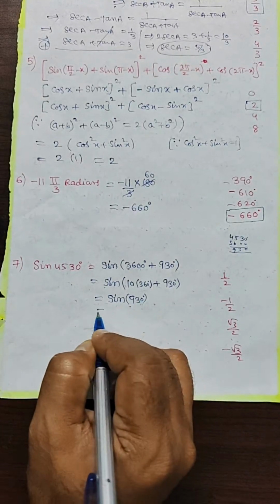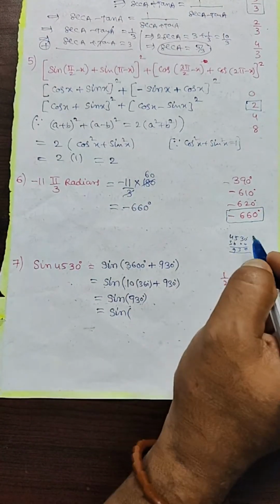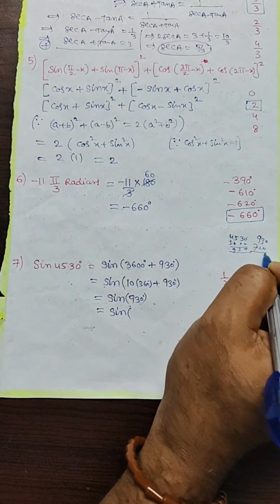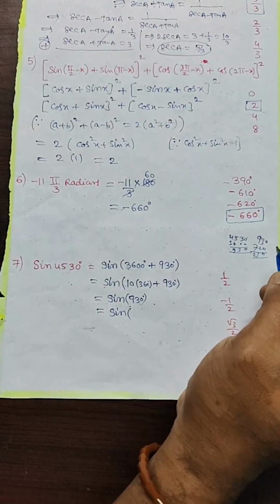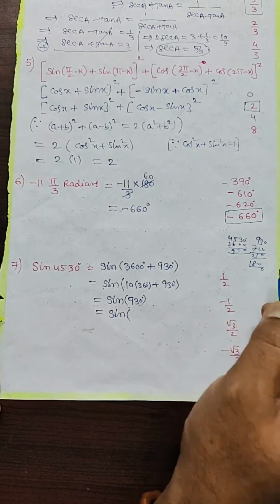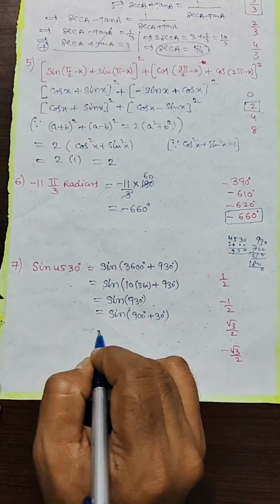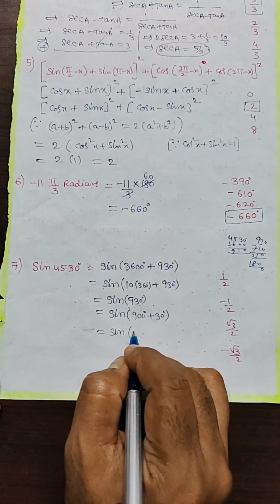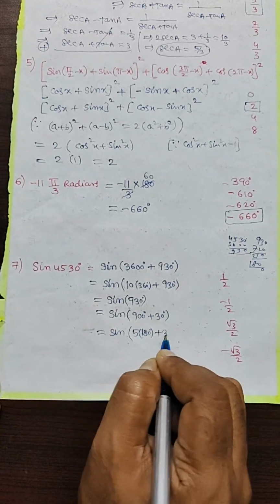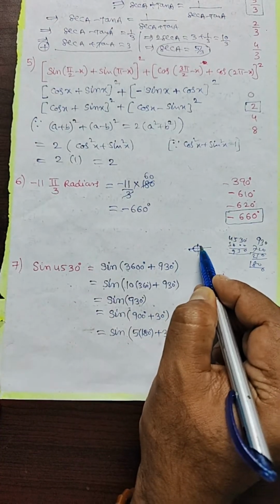So sine 930 degrees, we can also write it as 930 minus 2 times 360, which means 720, no? So 930 minus 720, so 210 will come. Suppose if you add one more 180, 900 will come. So sine of 900 plus 30, where 900 can be written as 5 times of 180 plus 30. So 5 times of 180 means 1, 2, 3, 4, 5.